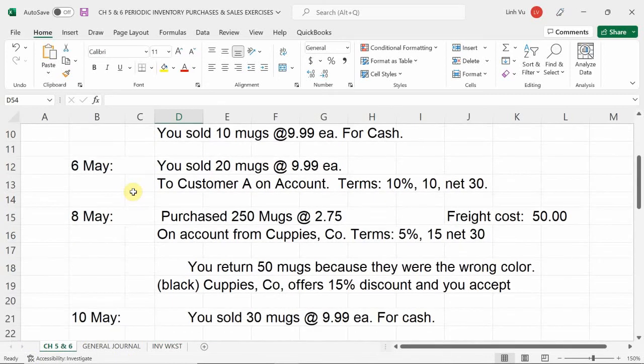So on May 6th, you end up selling 20 mugs at $9.99 each to customer A on an account. And you gave customer A 10% terms if they pay within 10 days. If not, the whole bill is due in 30 days. So in this case, you sold 20 mugs to customer A on an account.